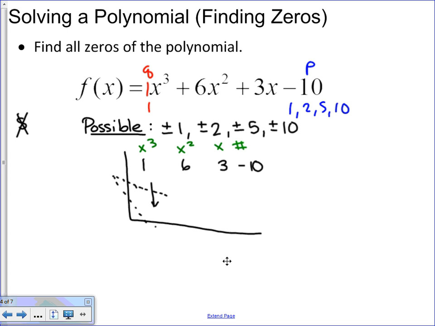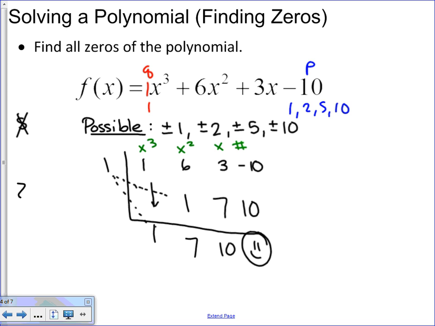One. I'll tell you what, I usually start with 1 and -1 because they're easy to do, right? Multiply by 1 or multiply by -1. I like stuff that's easy. So I'm going to add down to get 1. Multiply. 1 times 1 is 1. Add down to get 7. 7 times 1 is 7. Add down to get 10. Oh, hey, that works out. I got a 0.